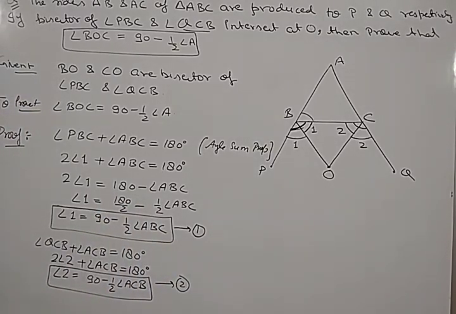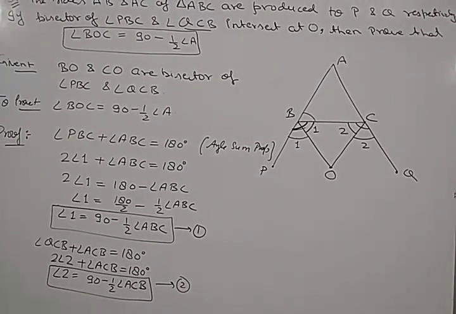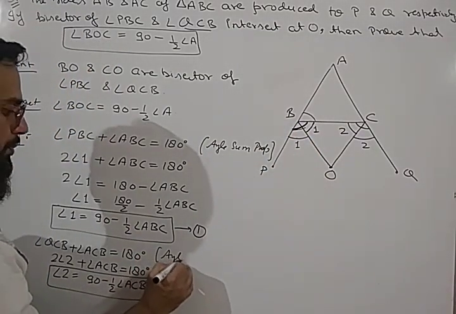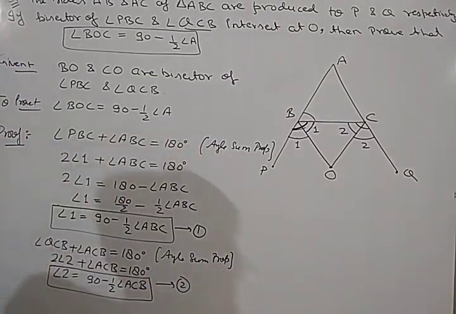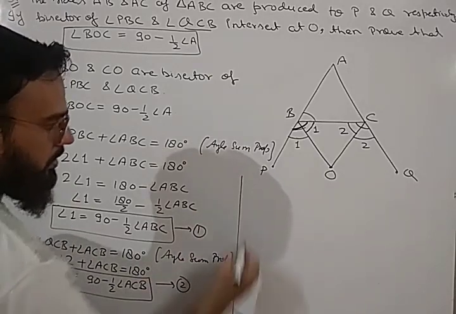So we get the value of angle 2: it is 90 minus half of angle ACB. On both sides we have used the angle sum property, and we get the values of angle 1 and angle 2 in terms of ABC and ACB. Now let us solve it further.